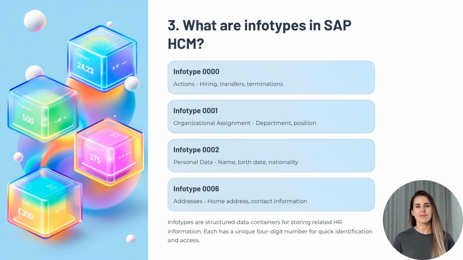3. What are infotypes in SAP HCM? Infotypes are data containers used to store related HR information like address, personal data, or work schedule. Each infotype has a 4-digit number, for example, 0002 for personal data. They allow structured storage and easy access to employee information.